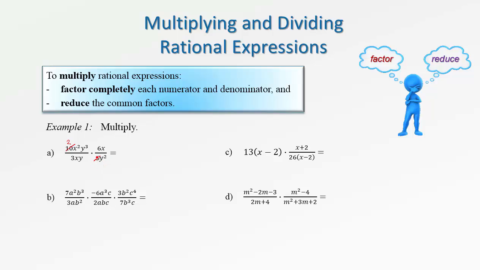Okay, what else can we reduce? 6 with 3, leaving us again 2 in the numerator. And then we can reduce x's. For example, I see one x here and some x's either in this fraction or in that fraction. It doesn't matter which one you reduce with. For example, we could reduce this x with that x. And again, the answer would be 1 here and 1 there. The 1 doesn't have to be written.